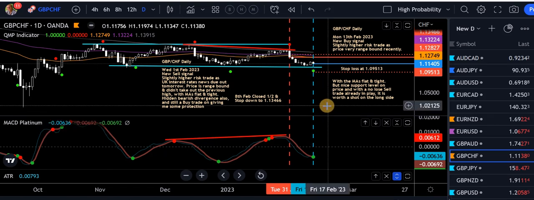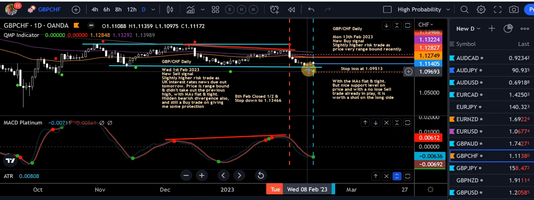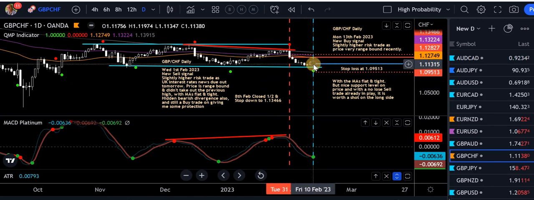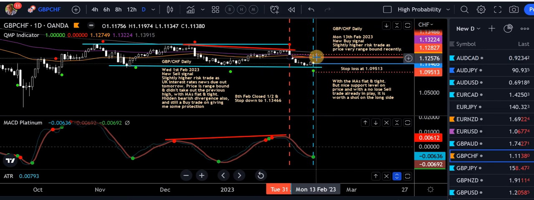Actually, last week I think was the first time I've seen gaps in the Forex market for a while, and that was on the yen pairs. It wasn't huge gaps, but there were gaps between Friday and Monday. Friday close, Monday open. So we're assuming we're going to open somewhere around the close. The stop will be here. It's a new buy signal.